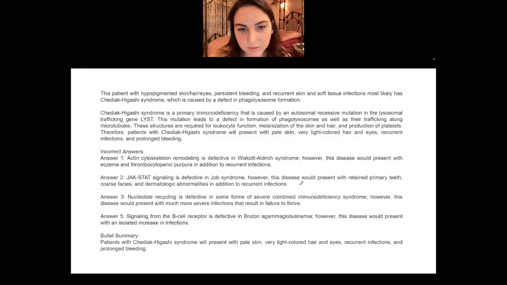Yes. So with your actin cytoskeleton, this is your Wiskott-Aldrich. This is your WAS, and remember that triad. It's recurrent infections, which he did have, but no eczema and no thrombocytopenia.